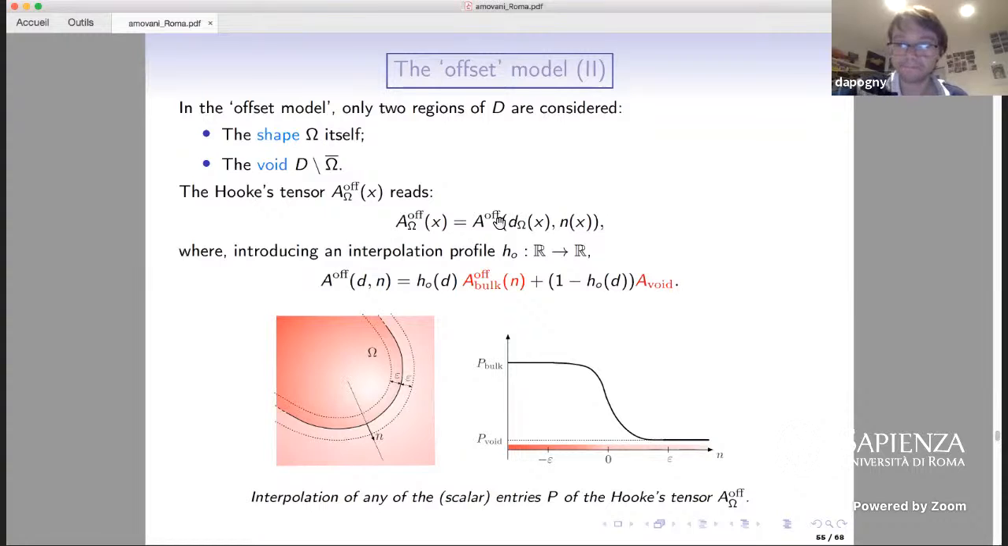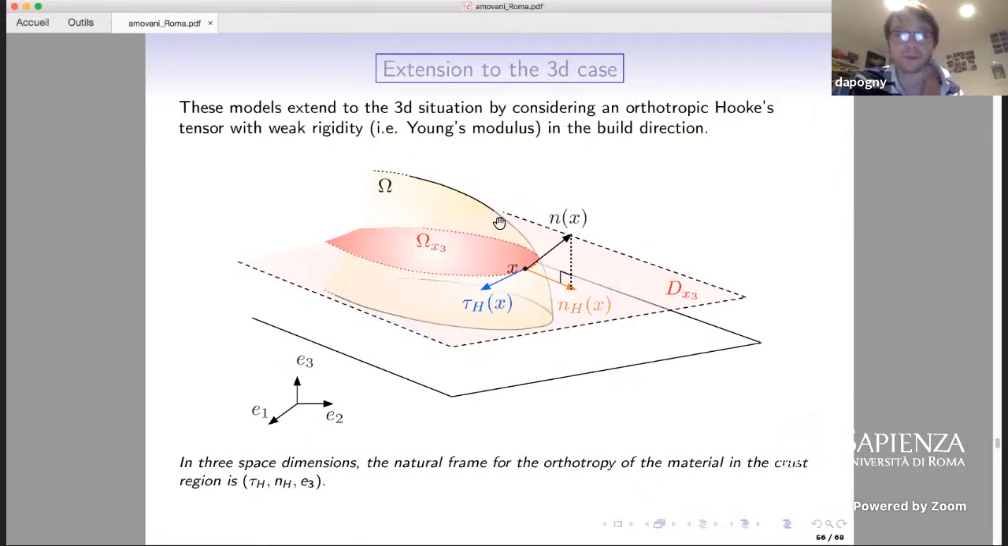Okay, just one final word before passing to examples and concluding the talk, just to mention that this could be easily extended to the 3D case, because if we were to consider several layers, then we just add the fact that in the three-dimensional Hooke's tensor, there is a weaker direction. The tensor would be orthotropic with principal directions: the tangential direction to the rasters, the normal direction, and the 3D direction, in which the material would be weaker also, because this corresponds to material deposited and solidified separately from one layer to the other.